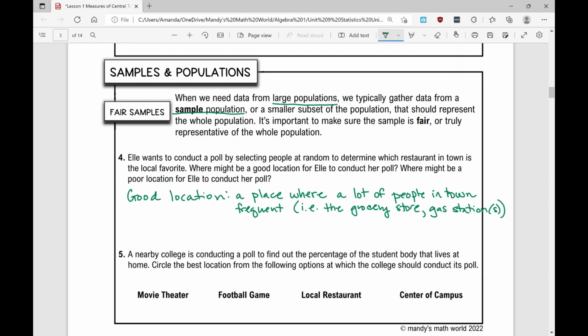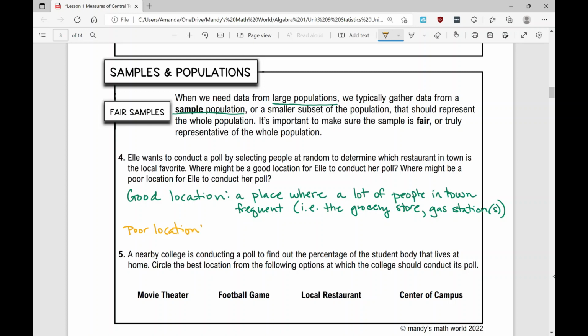Unless, you're not going to set up shop at a gas station if you're in like the middle of the city where a lot of people are walking or something like that, right? So you really have to think about where might be a good location for your town. Now, where might be a poor location?